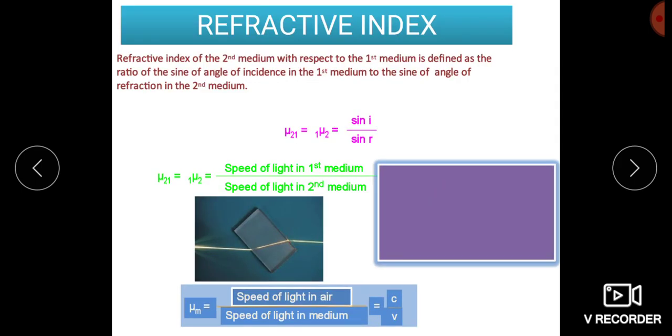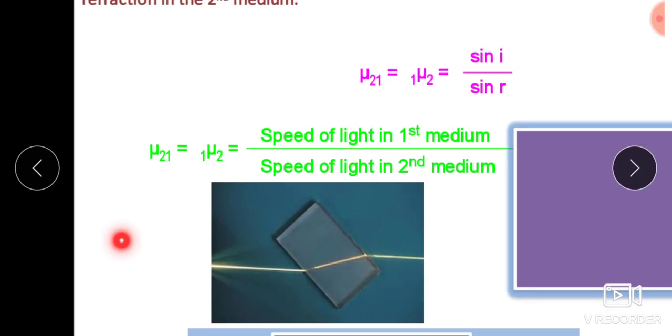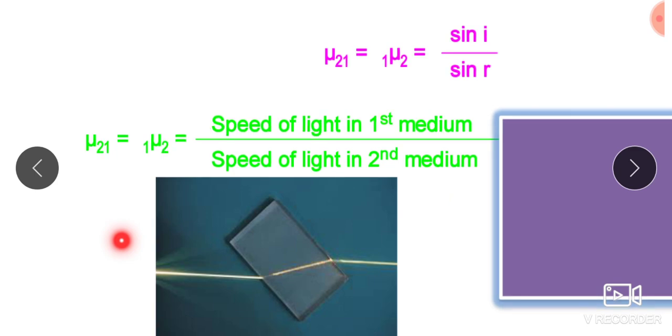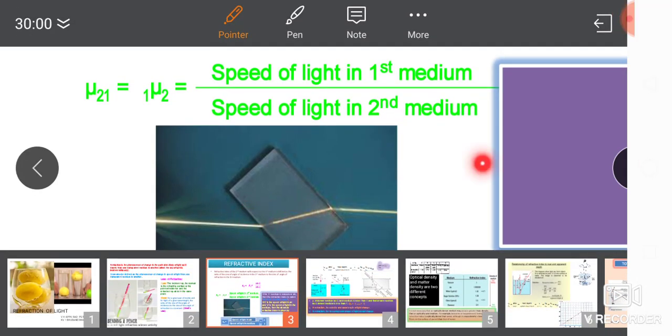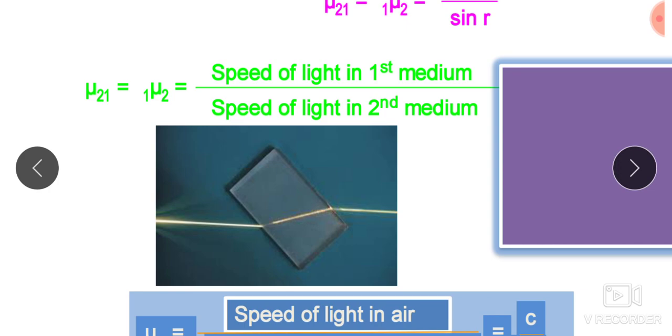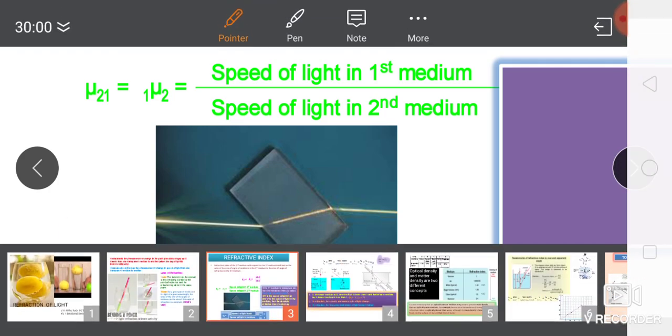And when we are talking about the speed of light in the first medium by the speed of light in the second medium, it means you can express the refractive index in terms of both the sine angles ratio or the speeds ratio in the two mediums. Here see, when the light is traveling through the glass slab, it is bending. This straight ray is deviated.